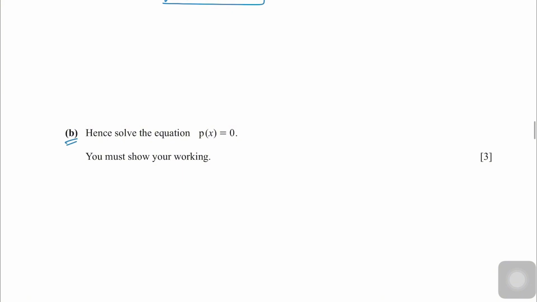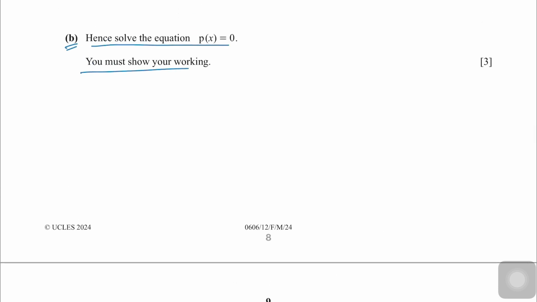Now we have in part b: hence solve the equation p of x equals 0. You must show your working. We have to show our working as well. So let's just complete our long division over here. I'll try to do it. So this would be looking something like this: x plus 3, into 5x cubed. Our a was 29.